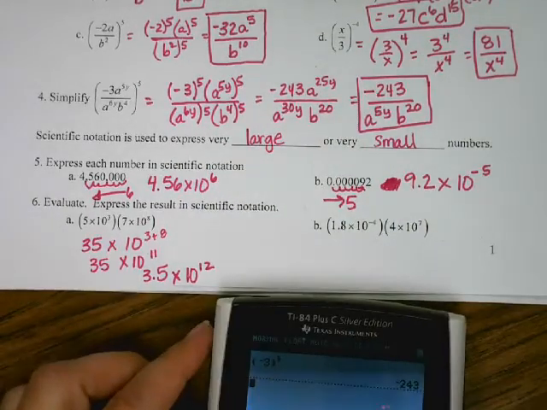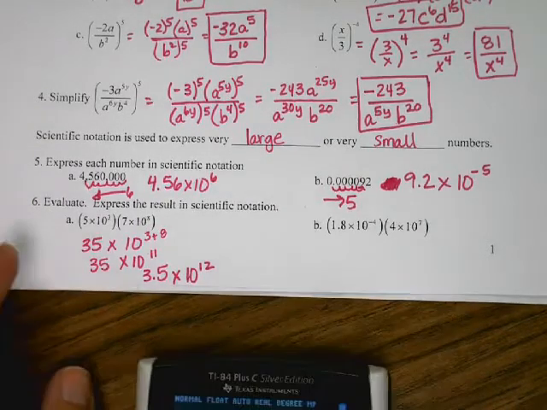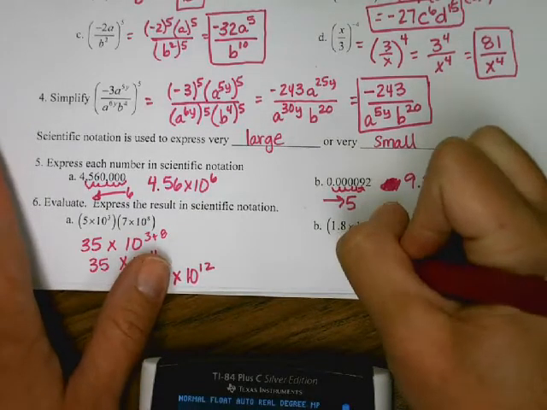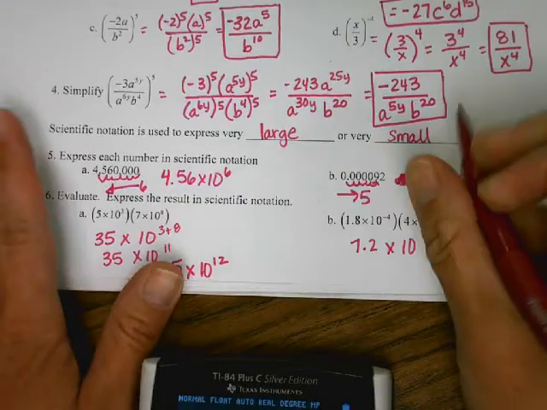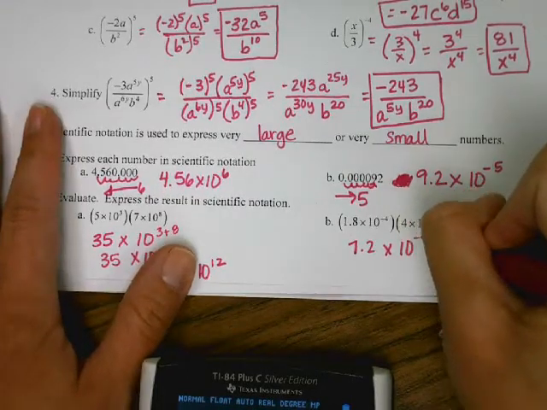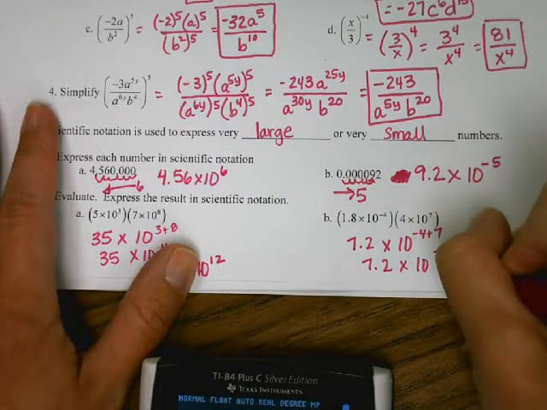Okay, letter B. 1.8 times 4 gives me 7.2 times 10 to the negative 4 plus 7. So 7.2 times 10 to the third.